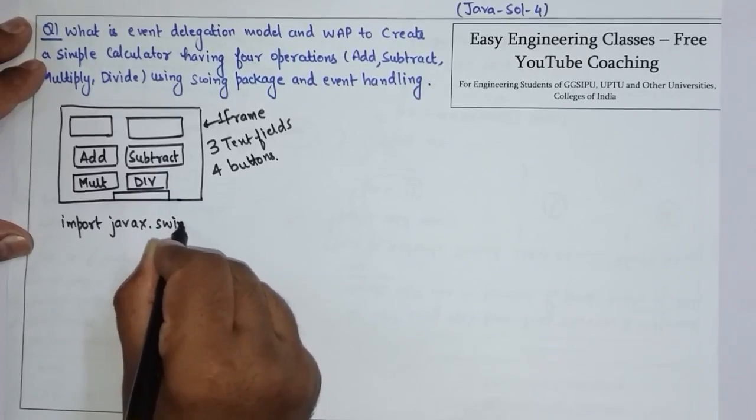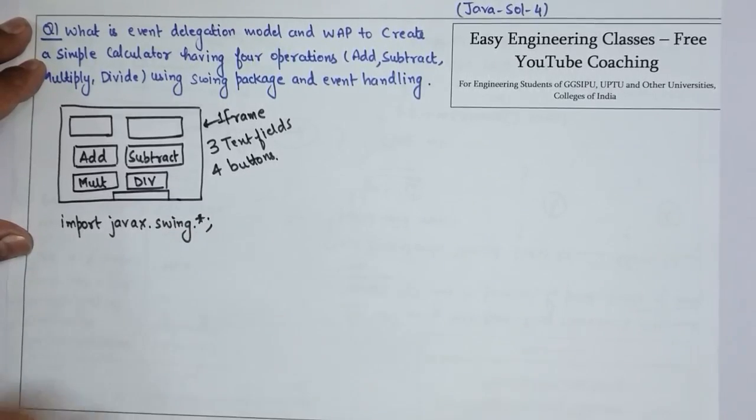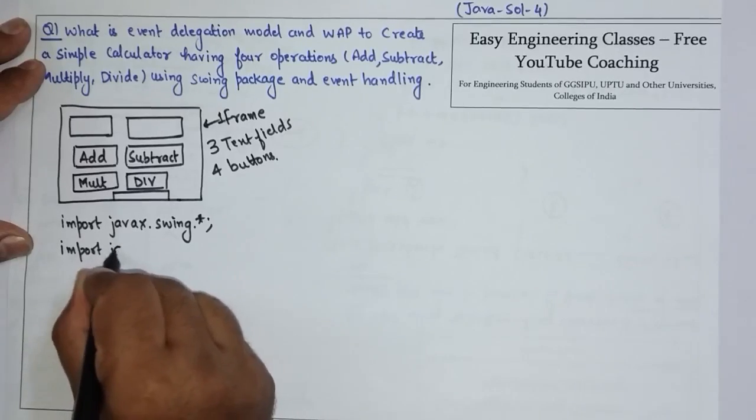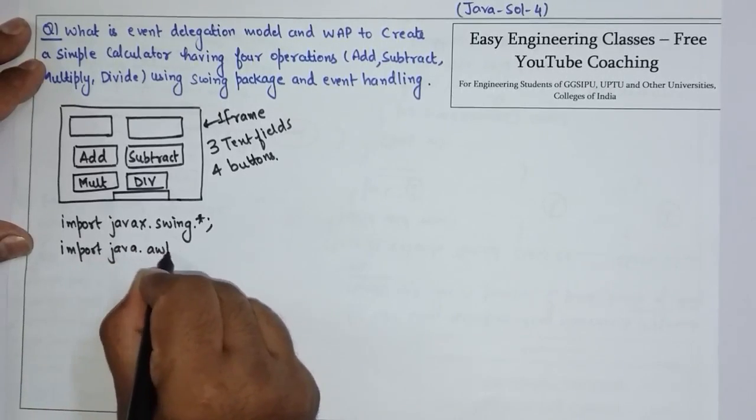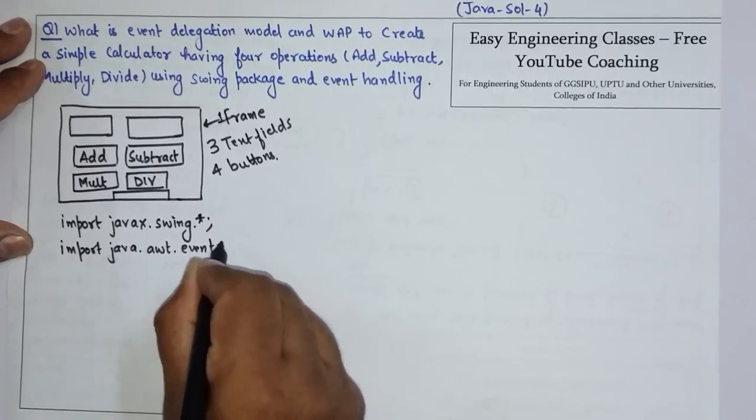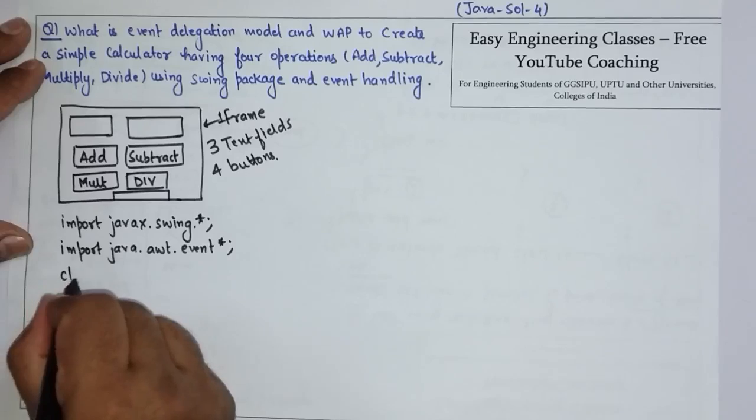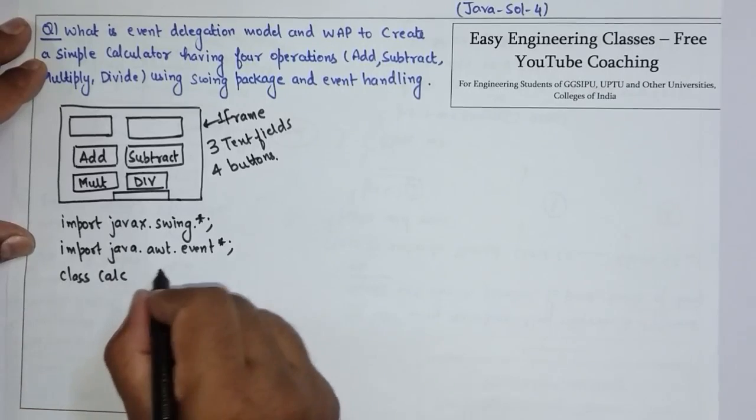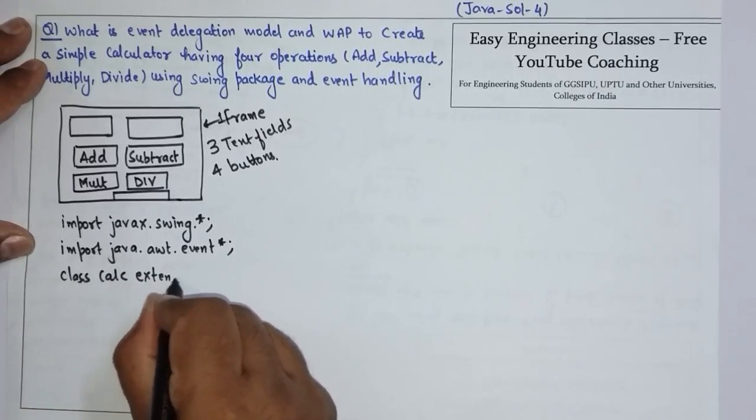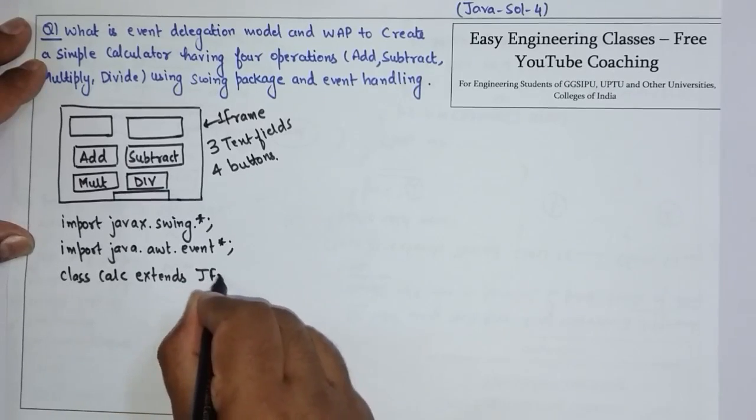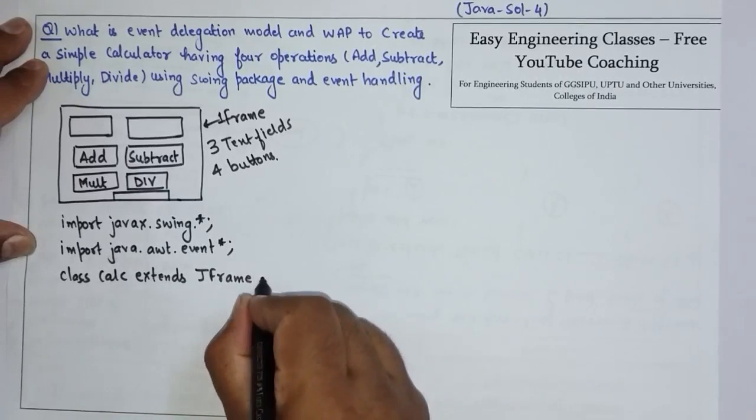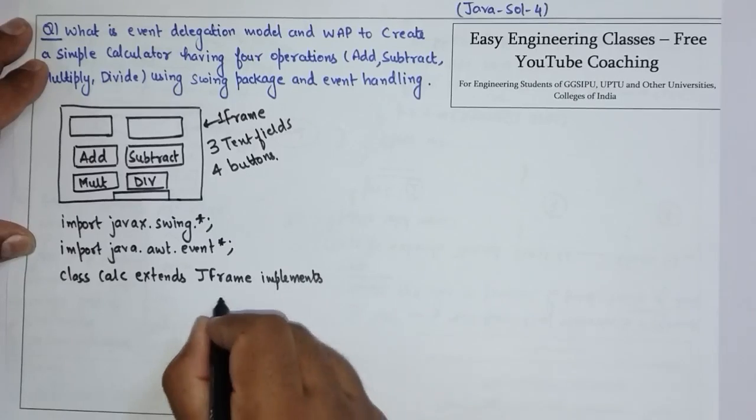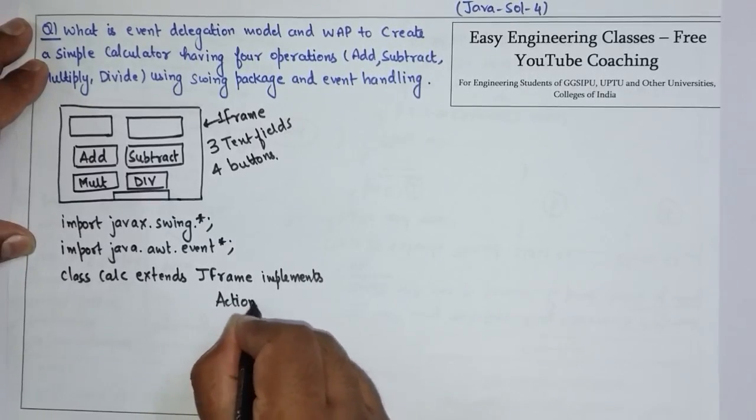Since we have to use the swing package, I am writing import javax.swing, and for event handling you have to use import java.awt.event package. Create a class, suppose class calculator CLC, extends JFrame and implements ActionListener interface.